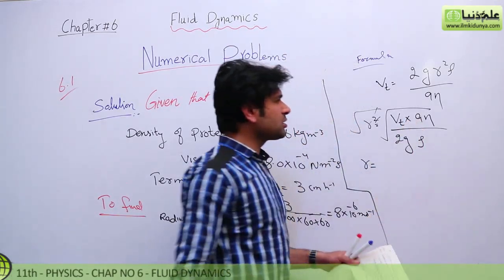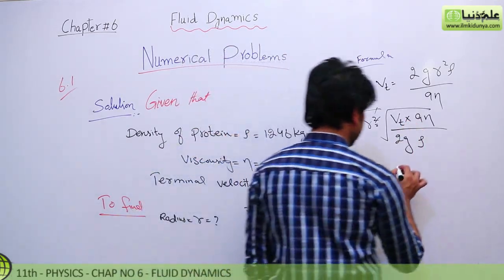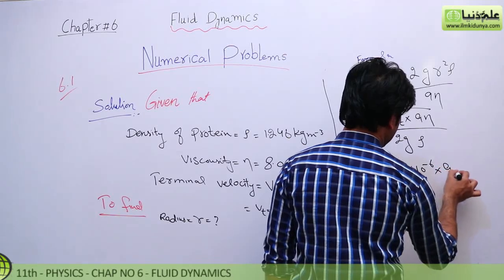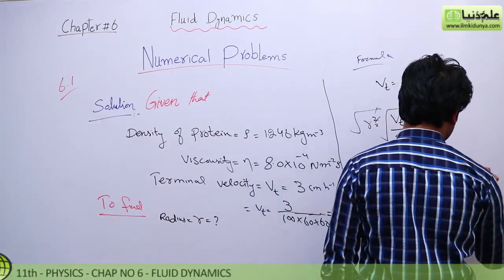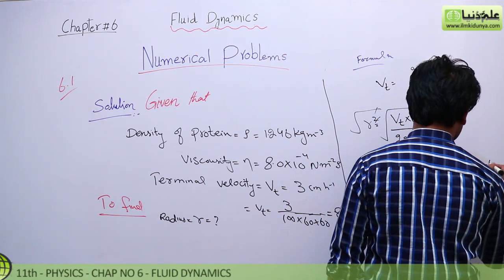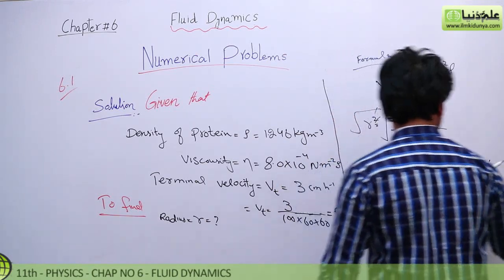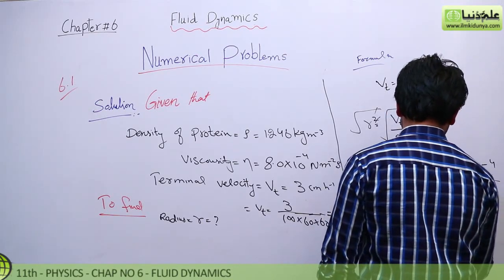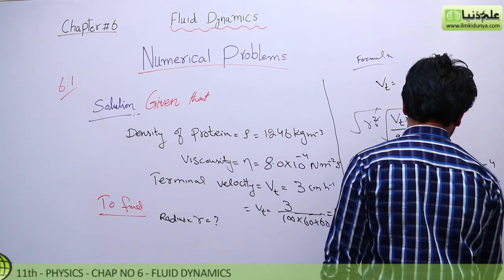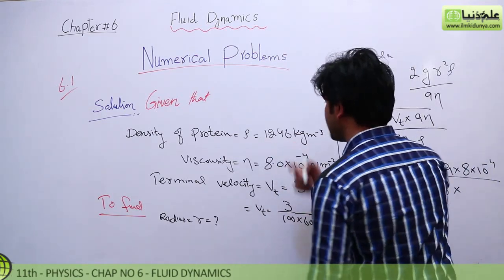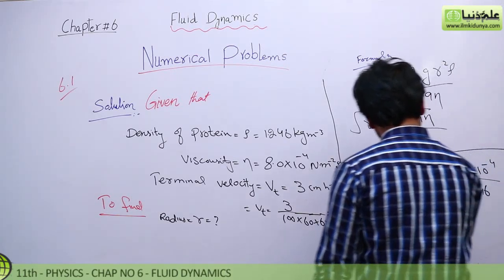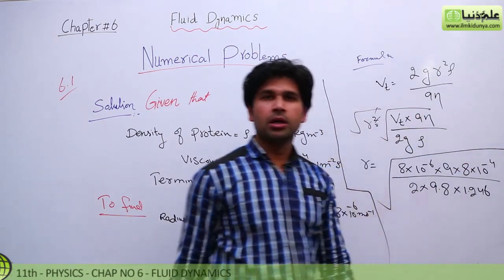Now substitute the values. Vt, terminal velocity, is 8 into 10 raised to the power minus 6, multiplied by 9, multiplied by the coefficient of viscosity, 8 into 10 raised to the power minus 4, and divided by 2 times the gravitational acceleration 9.8 meter per second square, and the density of the globular protein is 1.246, and taking the root over it.